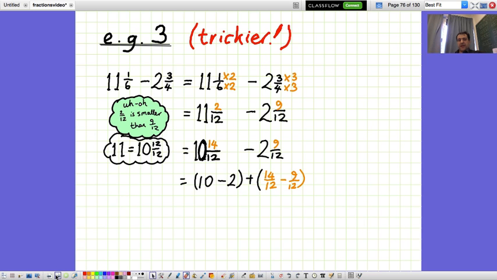Again, I'm splitting that up into number minus number, 10 minus 2, and fraction minus fraction, 14 twelfths minus 9 twelfths. So 10 minus 2 is 8, and 14 twelfths minus 9 twelfths is 5 twelfths. Remember, just subtract the tops. So that's 8 and 5 twelfths.